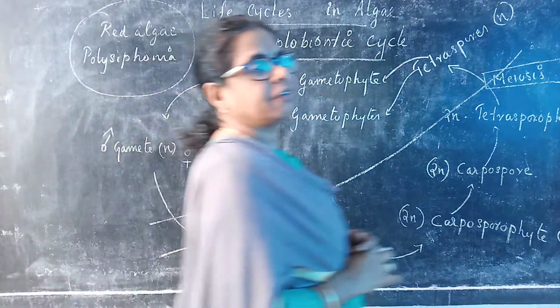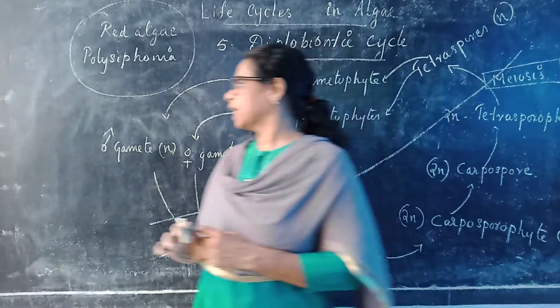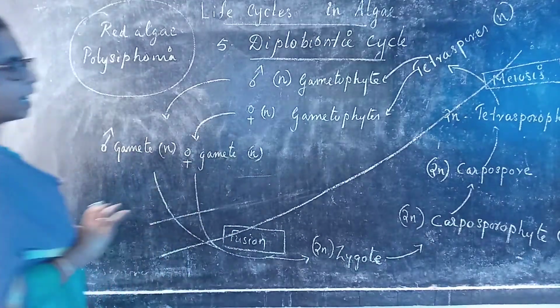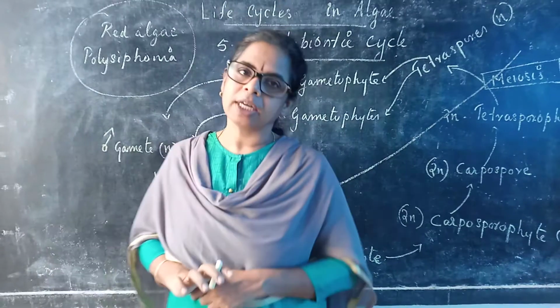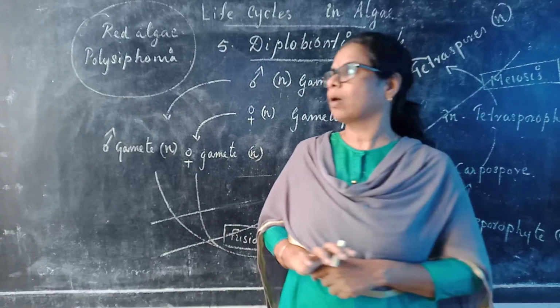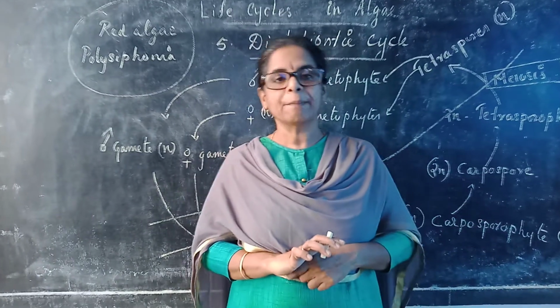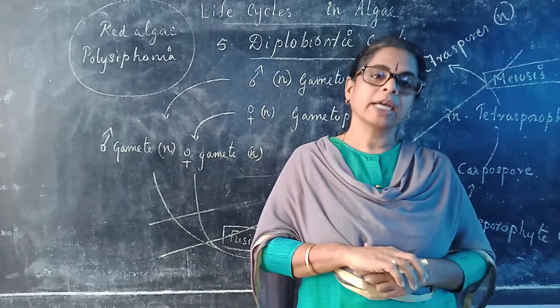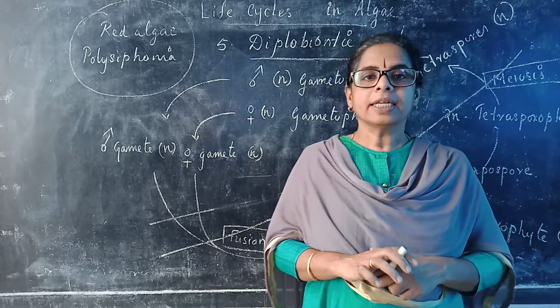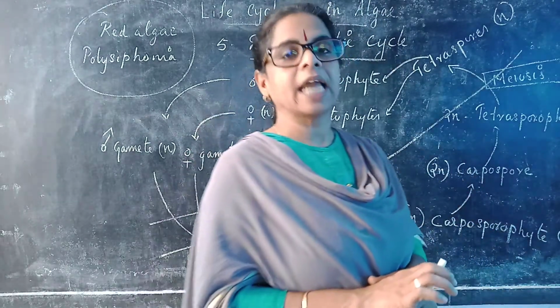So these are the different life cycles. So altogether there are 5 important life cycles. One is haplontic, second is diplontic, third one is diplohaplontic, and the fourth one haplobiontic, and finally this diplobiontic life cycle. So that is all about life cycles in algae.